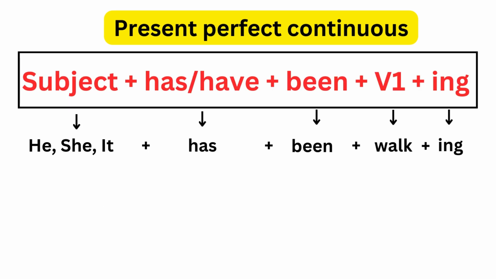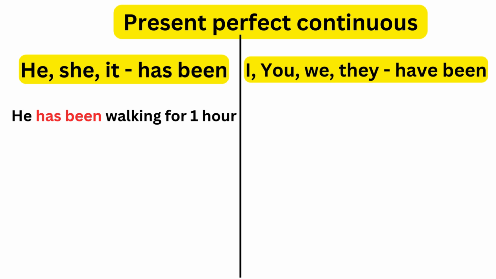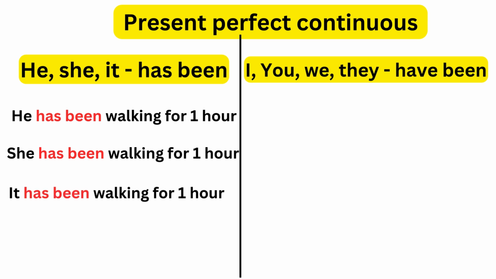Example for this structure is he, she, it plus has been plus walking. I, you, we, they plus have been plus walking. That is, he has been walking for 1 hour. She has been walking for 1 hour. It has been walking for 1 hour.